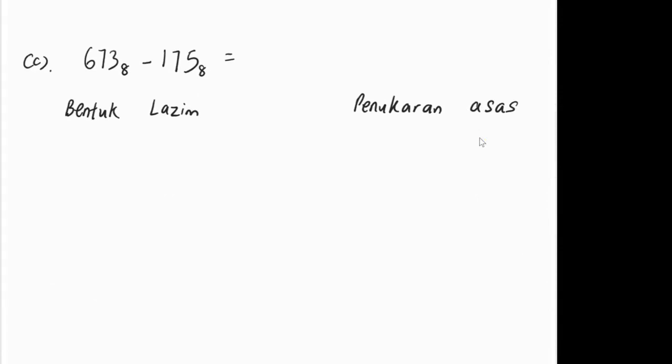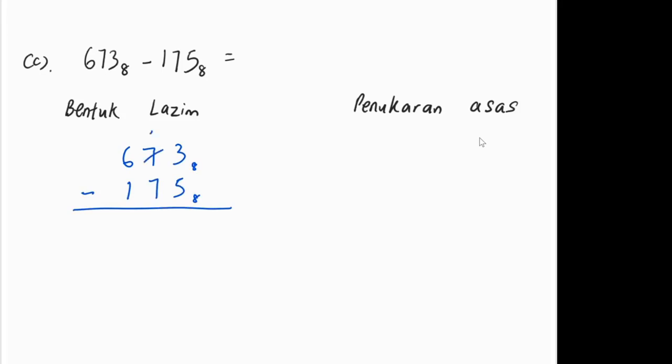Jadi kalau bentuk lazim ini kita akan tolakkan seperti ini. 673 asas 8 tolak 175. Jadi ini adalah asas 8. Jadi 3 tolak 5 ni tak cukup. Maka kita pinjam dari depan.